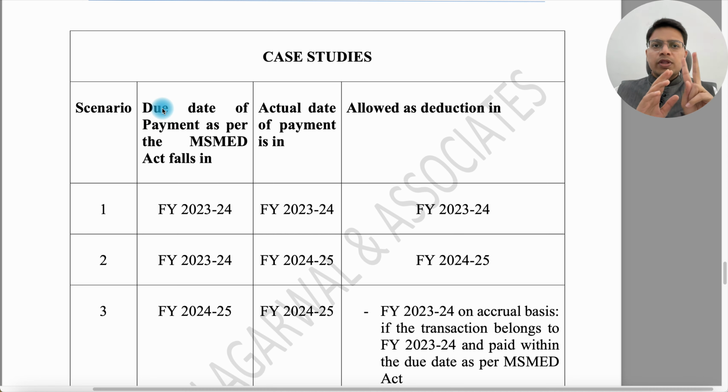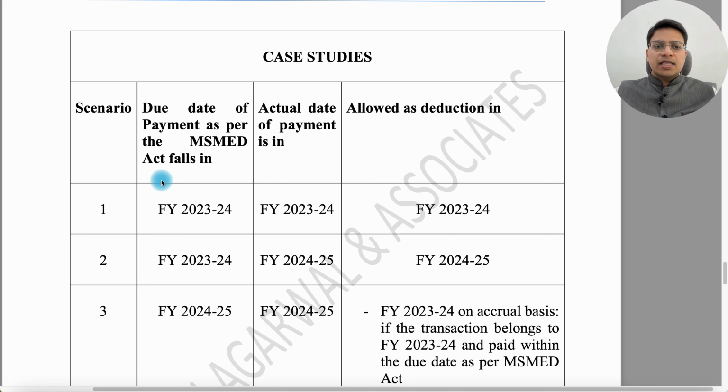So for two things, as I told you before, two things we have to identify. One is what is the due date of payment as per the MSMED Act. Second, what is the payment date. Based upon these two dates, we can identify in which year this expenditure would be allowed to you.